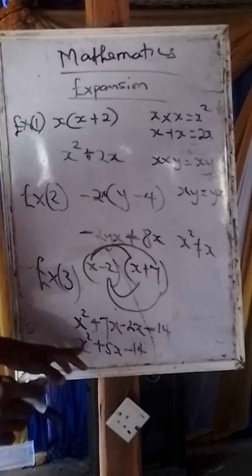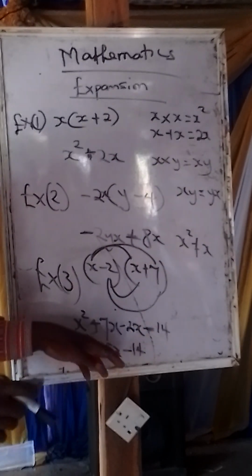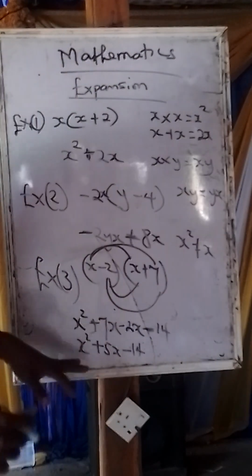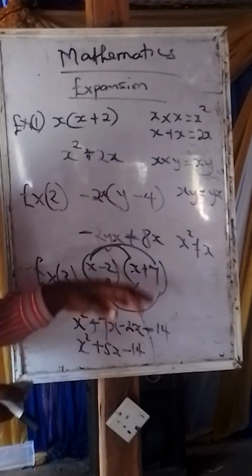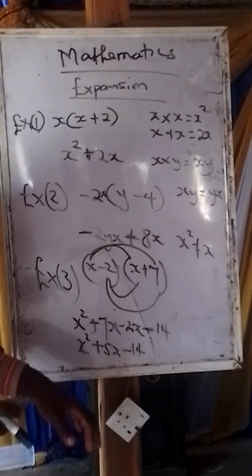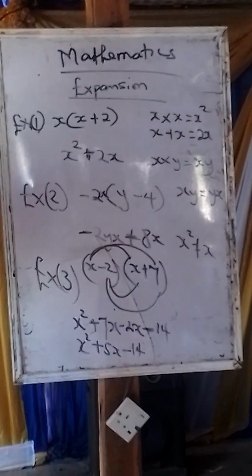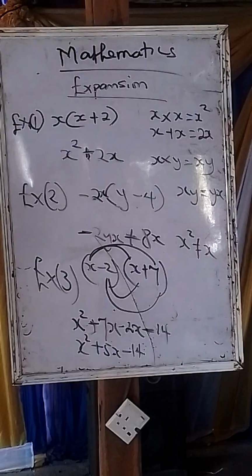Now you can see that x squared and 5x don't have anything in common. That's why we could not add them. I hope you are seeing it now. 14 does not have anything in common with anything there, so it remains like this. Where we are at this stage, x squared plus 5x minus 14 is actually called a quadratic expression. I think with this one, everyone now knows how to expand.